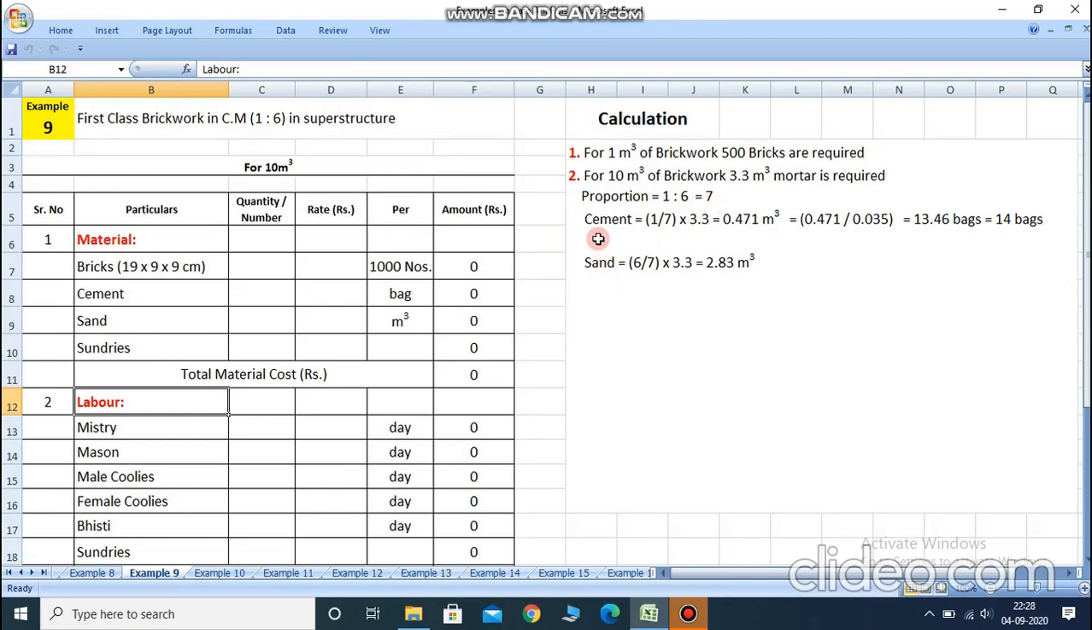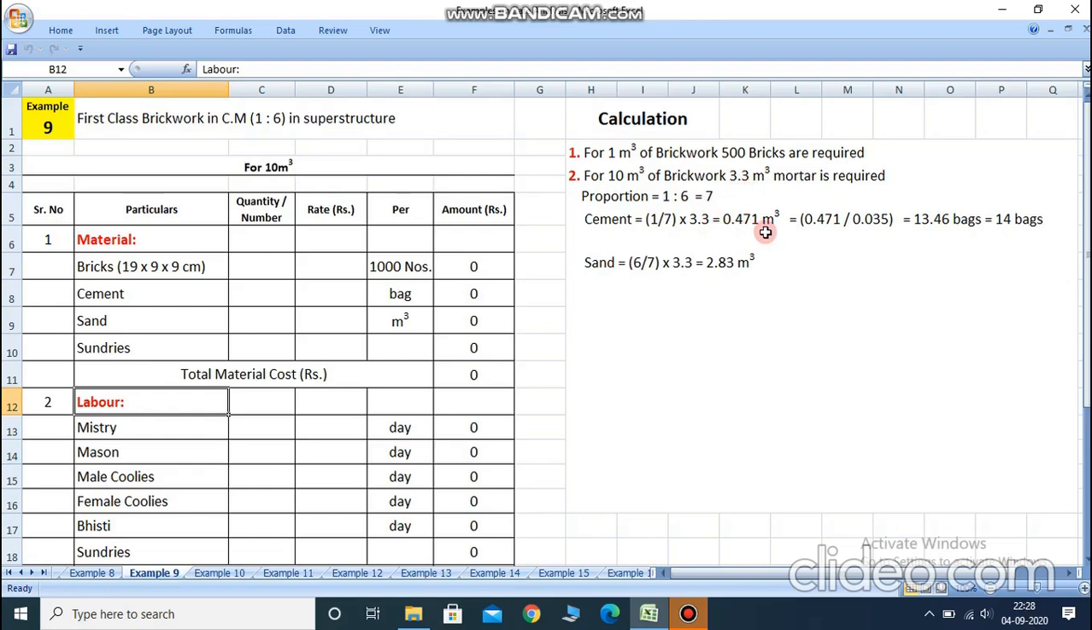Now first we find out the quantity of the cement. Quantity of the cement is equal to 1 divided by 7, meaning one part of the cement out of 7, the summation of 1:6, multiplied by 3.3, because 3.3 meter cube of mortar is required in total. So the total answer is 0.471 meter cube.